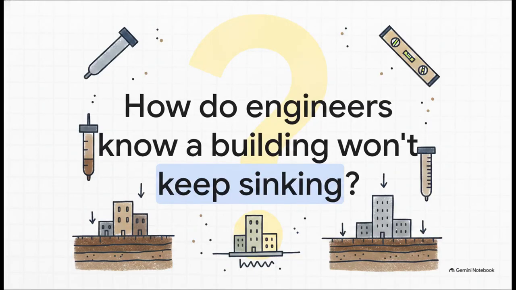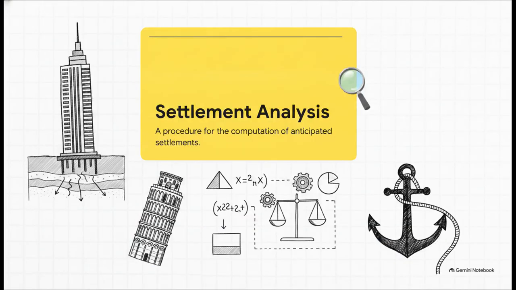Okay, here is a slightly terrifying but honestly amazing fact to kick things off. Every single heavy structure built on soil is destined to sink. Yep, it is an absolute inevitability. The real question isn't if it's going to sink, but how much. I mean, how do engineers know a building won't just keep sinking into the earth until it disappears? Well, somehow, before a single brick is even laid, they have to figure out exactly how much the ground is going to compress. Okay, let's dive into this.